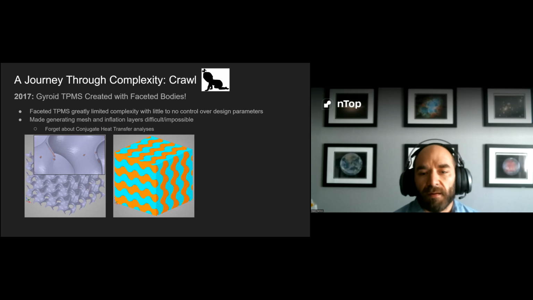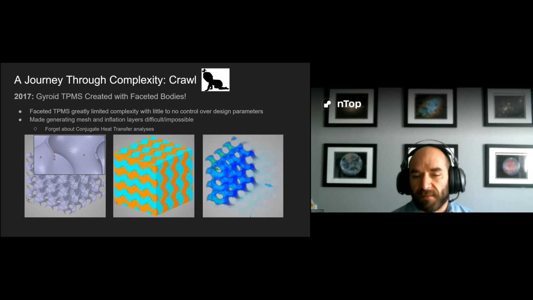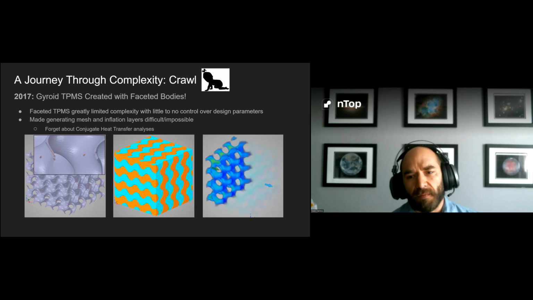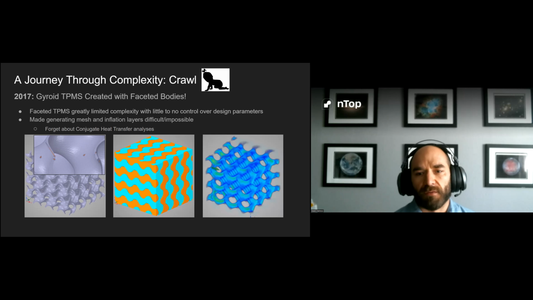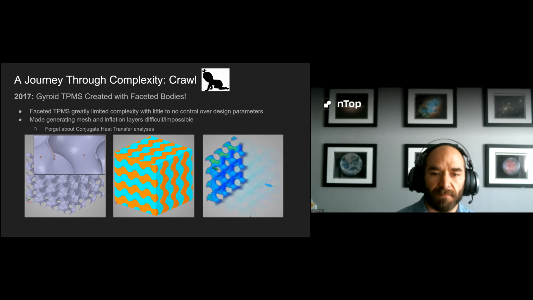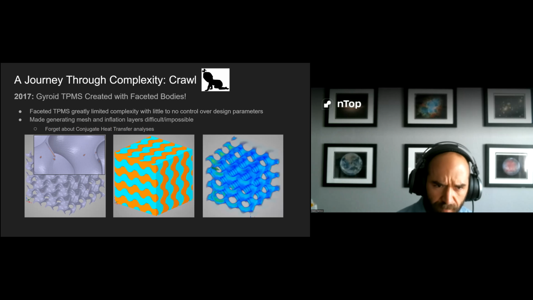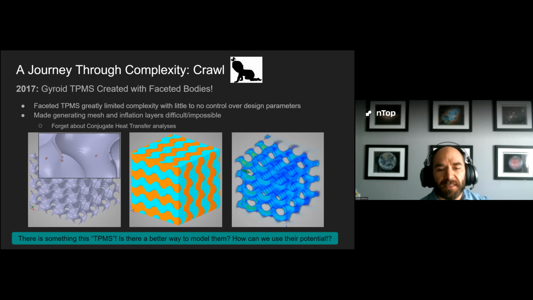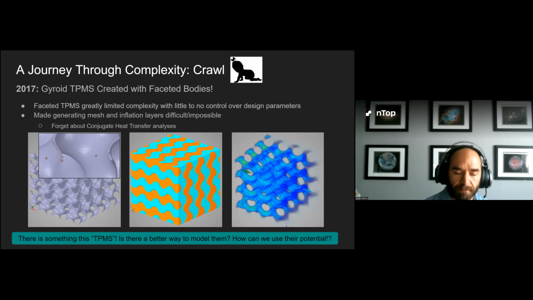I learned then, that same year, of ANSYS Discovery Live, and I was mind blown with the speed with which we could start to solve and visualize these types of complex problems. And so we said to ourselves, man, there's something to this TPMS, right? But is there a better way to model them? How can we actually use their full potential?